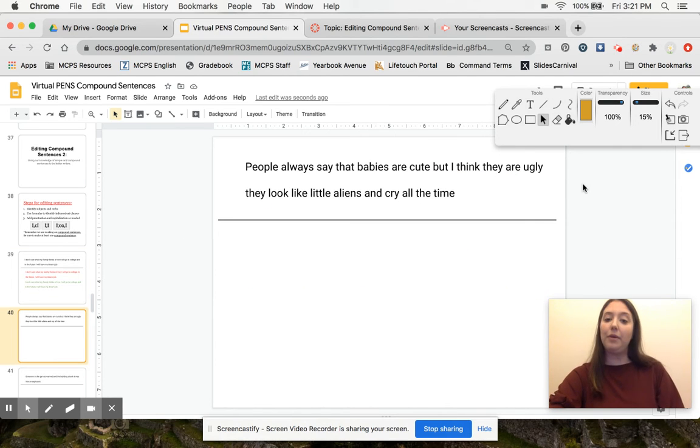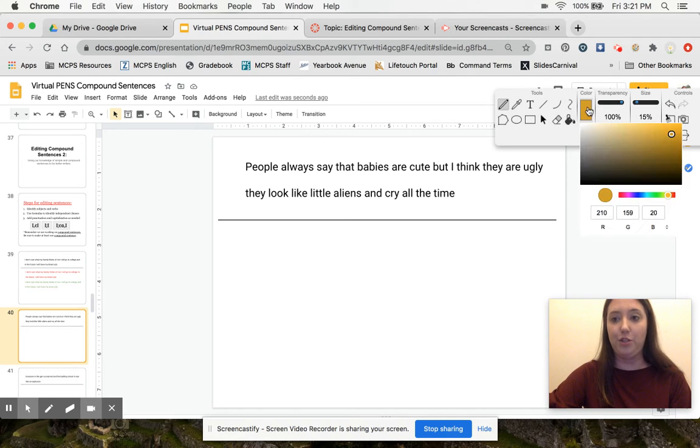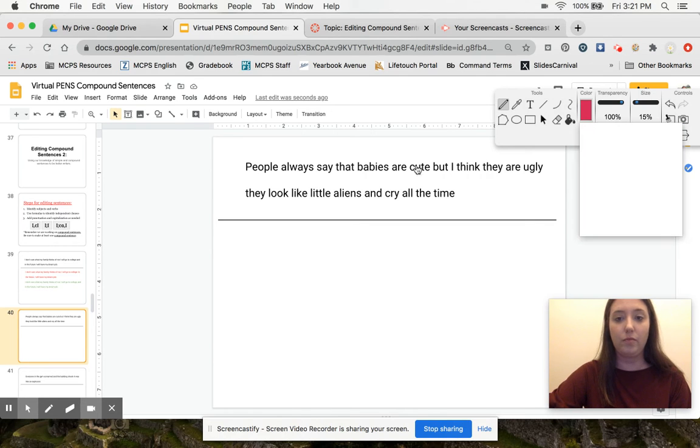Okay. People always say that babies are cute, but I think they are ugly. They look like little aliens and cry all the time. Again, this is another sentence where a lot of information has just been shoved all together and there should be punctuation in between. So let's try to identify where our punctuation would go. Okay. People always say that babies are cute. Oh, I did it again. We have another dependent clause. That's okay. Our first verb is going to be say, right? Who says? People. So people say that babies are cute.